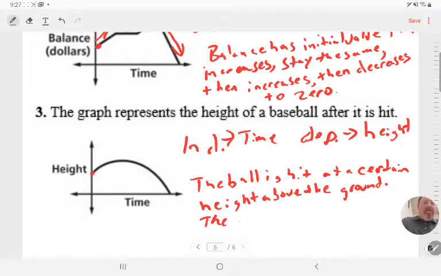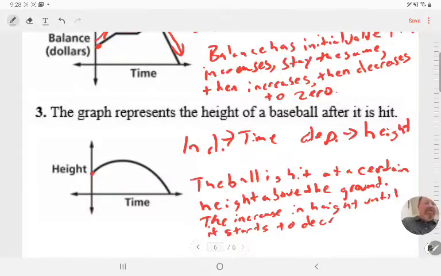Then the ball increases in height until it starts to decrease. Decrease to the ground. Okay? So it increases, then it starts to decrease until it hits the ground.